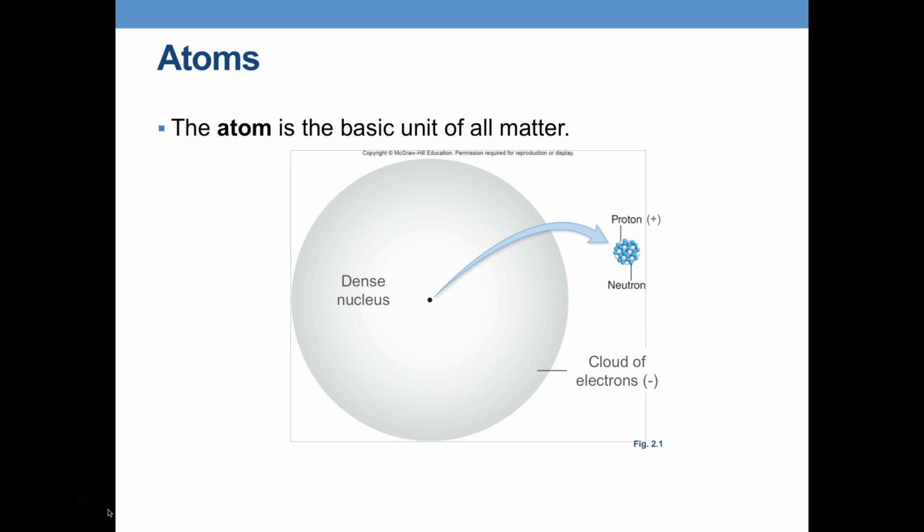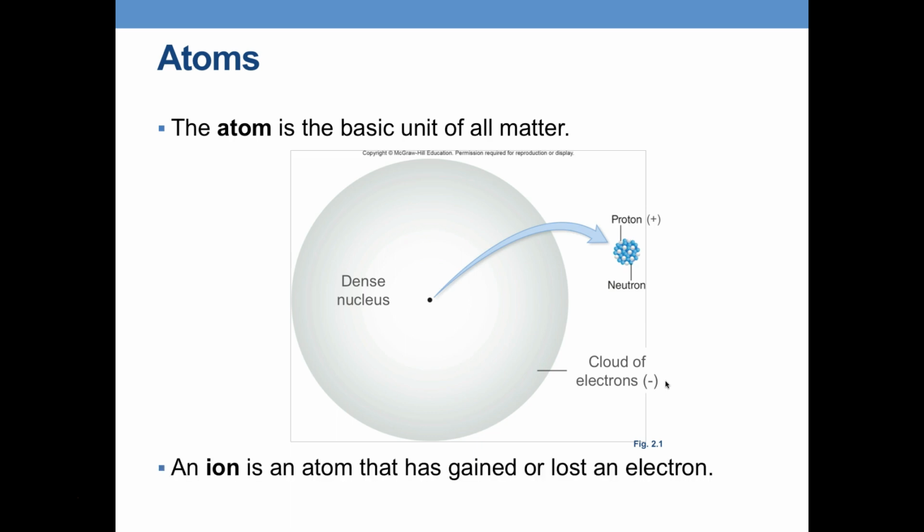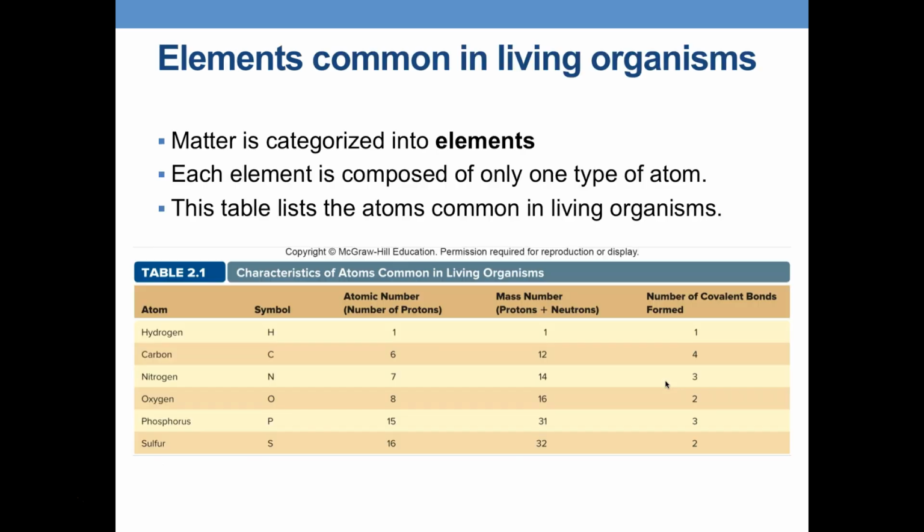Atoms are the basic unit of all matter. They have a very dense nucleus, which is made up of protons and neutrons. Protons have a positive charge, neutrons do not have a charge, and the nucleus is surrounded by a cloud of electrons. Electrons are negatively charged. An ion is an atom that has gained or lost an electron.